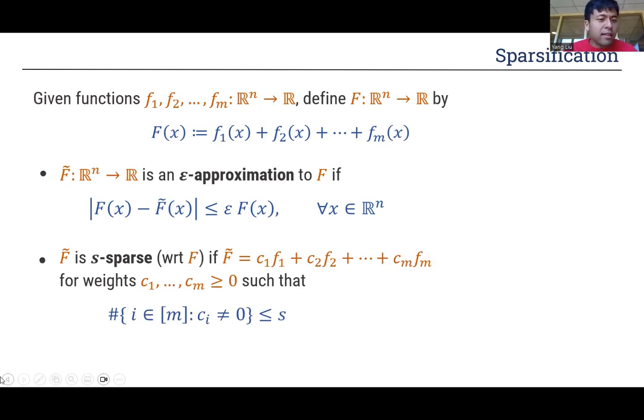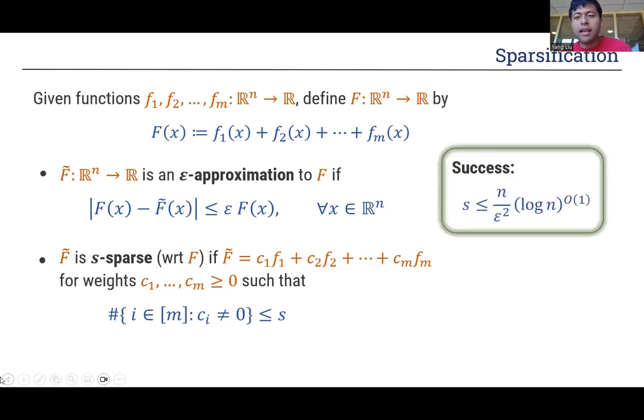Additionally, we would like this approximation f tilde to be sparse. So formally, we say that f tilde is s-sparse with respect to f if f tilde can be written as a non-negative linear combination of f1 through fm for some non-negative weights, where the number of non-zero weights is at most s. In a lot of sparsification problems, it would be great to achieve a bound of the form n over epsilon squared times polylog of n for the sparsity s. And throughout this talk, you can think of this as the sparsification procedure being successful.